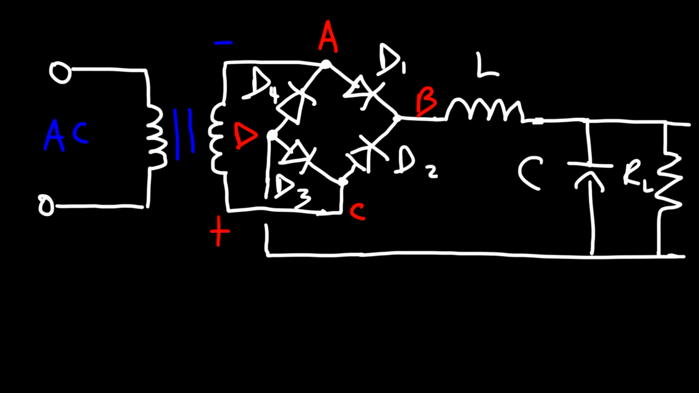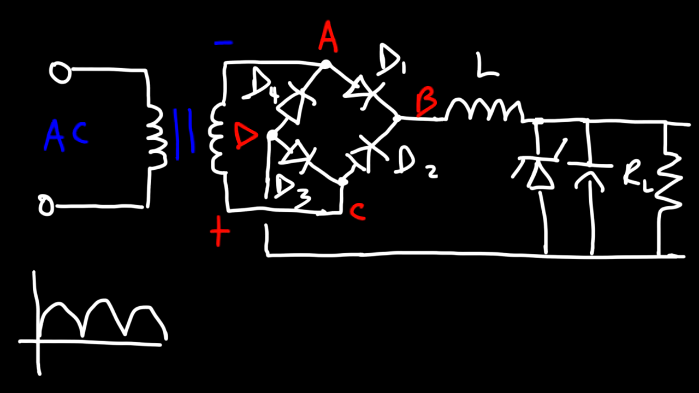And since I'm running out of space, let's see if I can just fit it in here. So here is our Zener diode, and the purpose of the Zener diode is to maintain a constant voltage. So let's say without the Zener diode, we have a pulsating DC signal, but with the capacitor and the inductor, let's say the signal looks more like this. We still have a small amount of ripple voltage.